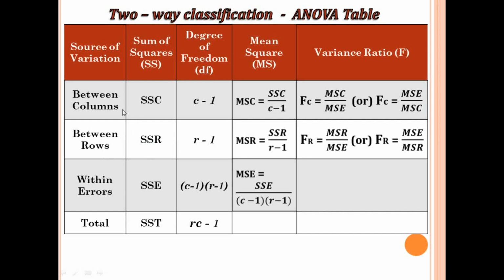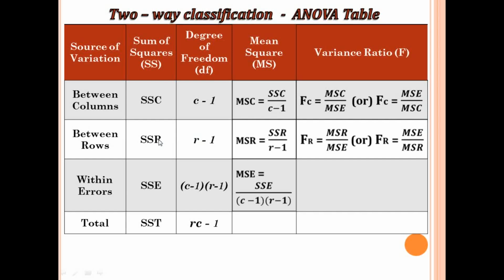Between columns, SSC has degrees of freedom C minus 1, and MSC equals SSC by C minus 1. This is nothing but the variance ratio column wise, MSC by MSE, otherwise MSE by MSC. Whatever we studied in one-way ANOVA, the same meanings and same parameters we write here. Similarly we write between columns. These are the only new parameters for the two-way classification of ANOVA test.